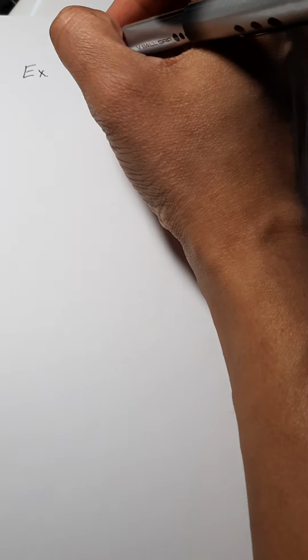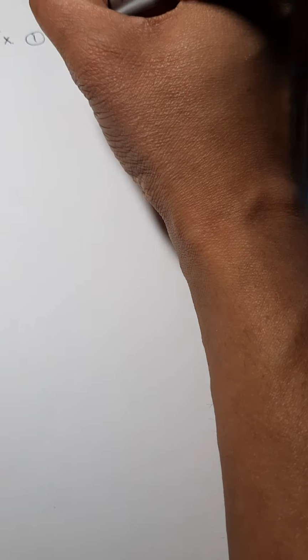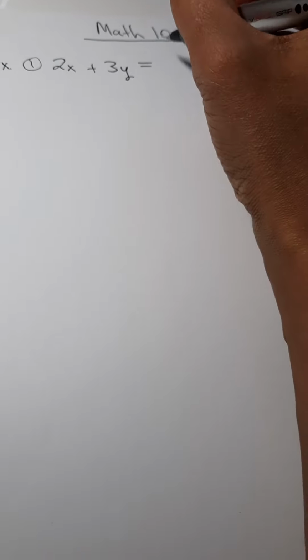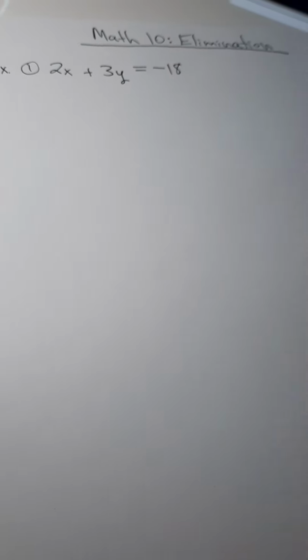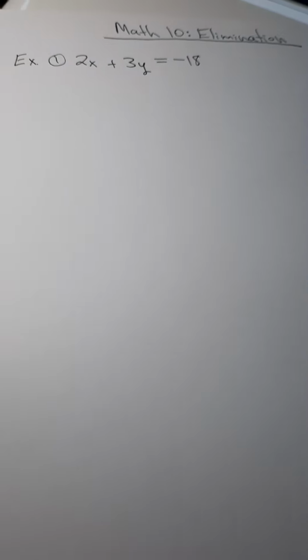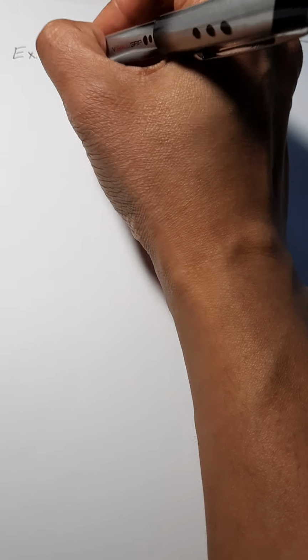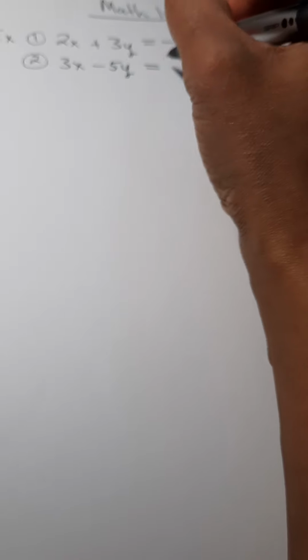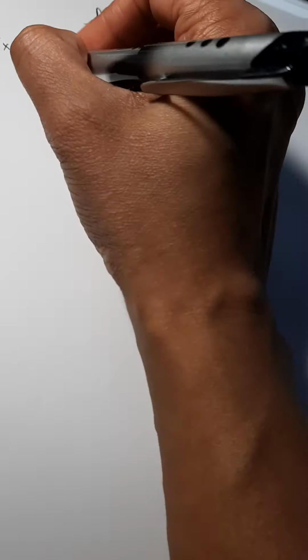Okay, so here we are. And what we're going to do is try a few of the questions from the textbook. So let's put it down as an example here. Okay, I'm going to give you two equations. The first equation is 2x plus 3y is equal to negative 18. And then the second equation is also given, which is going to be 3x minus 5y, and it's equal to 11.